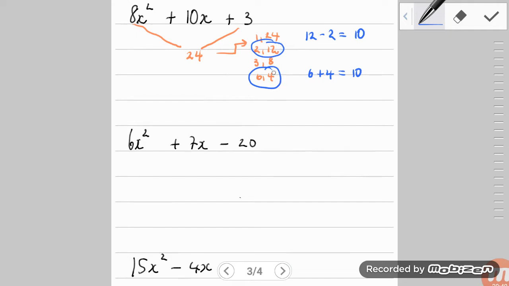Now both pairs are able to produce the middle term respectively with their signs, but which one will produce the constant, that is the product AC right here? Which one will be multiplied to give us positive 24? We know that here 12 multiplied by negative 2 gives us negative 24, and we have 6 multiplied by 4 giving us positive 24.